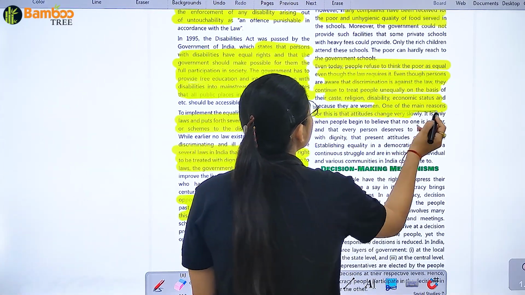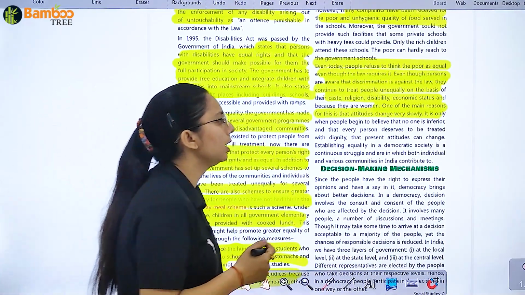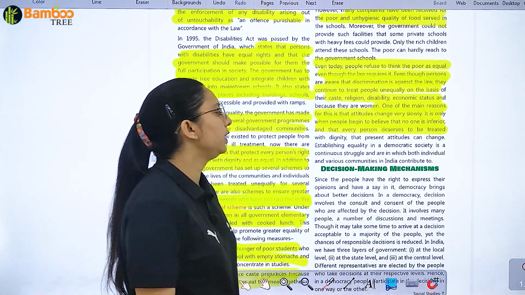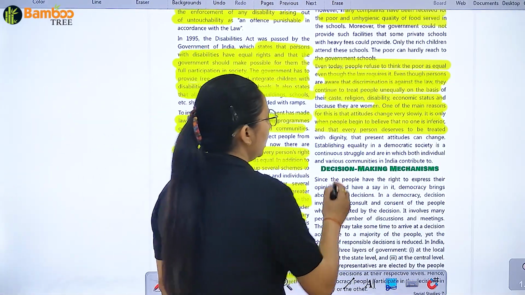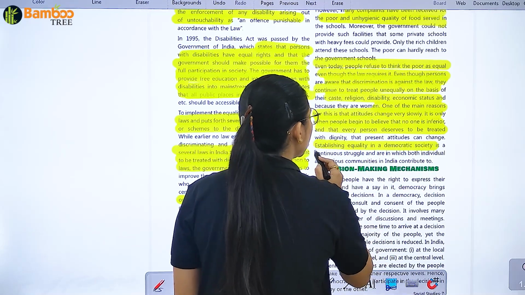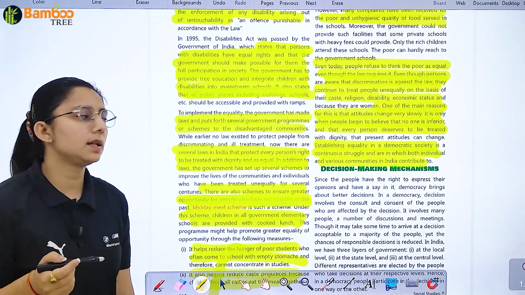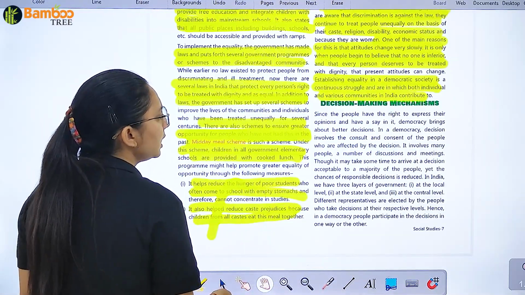One of the main reasons for this is attitude. Attitude slowly change होते हैं, and it is only when people begin to believe that no one is inferior and that every person deserves to be treated with dignity. Establishing equality is a democratic society's continuous struggle, both of individuals and of various communities. Decision making mechanism.